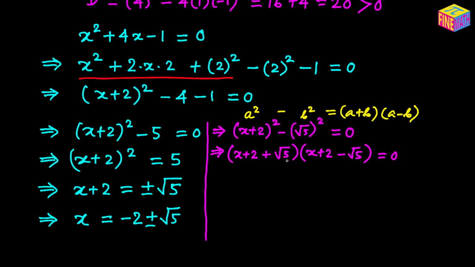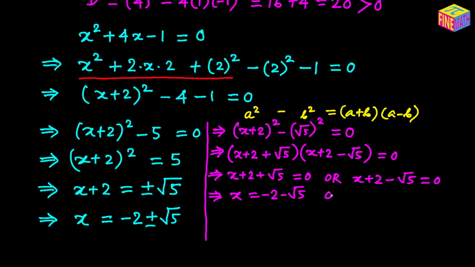So (x + 2 + √5)(x + 2 − √5). From here we can say our two factors are like this. That means each of the factors could be 0. That means x + 2 + √5 is equal to 0, or we have another possibility, x + 2 − √5 is equal to 0.